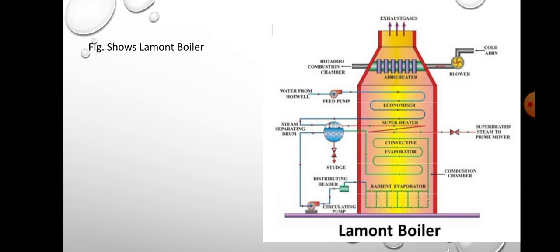That process is continuously going on. This is the detailed working of the Lamont boiler.